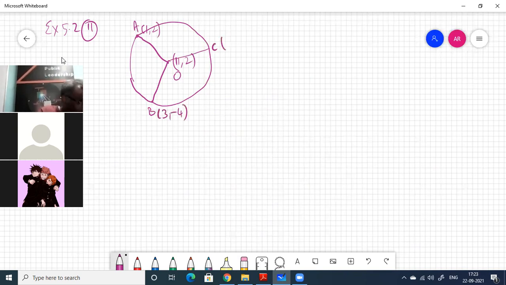O is the center of the circle, point (1, 2), (3, -4). What is the other point? (5, -6). Now what you should prove is R equal to R equal to R. That means you have to prove OA is equal to OB is equal to OC. If you prove that, and that is R, that means O is the central point, and all the other 3 points A, B, C are lying on the circumference. That's what you have to do.